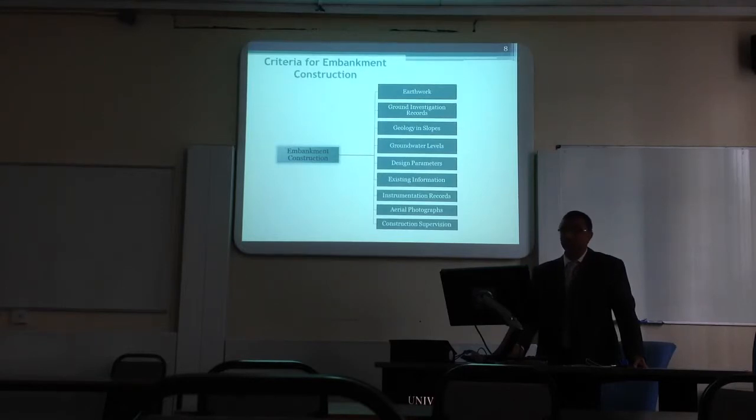The aerial photographs are used very extensively these days, which is very important to assess the slope stability. The construction supervision, which is last but not least, is very important during construction. We need to implement the design, so the construction supervision is very imperative.